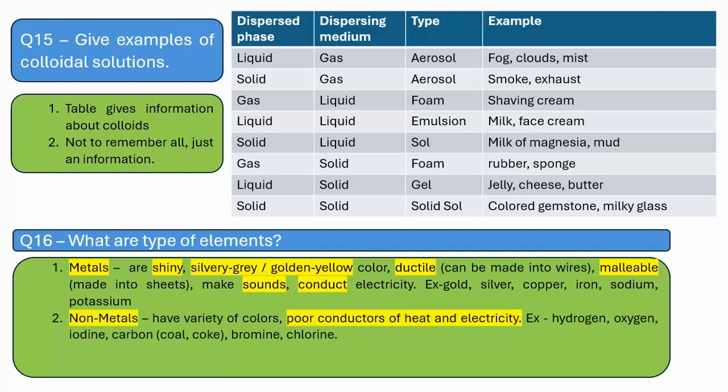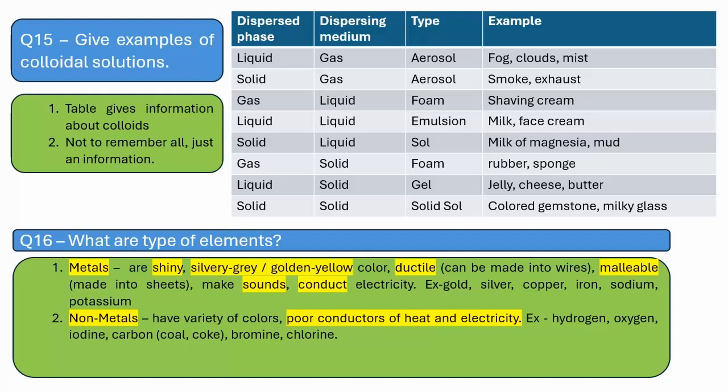Element is nothing but an atom, right? Some atoms are non-metals. Okay, they have a variety of colors. They are poor conductors of heat and electricity. Non-metals are poor conductors of heat and electricity. For example, hydrogen, oxygen, iodine, carbon, bromine, chlorine, all these are non-metals.